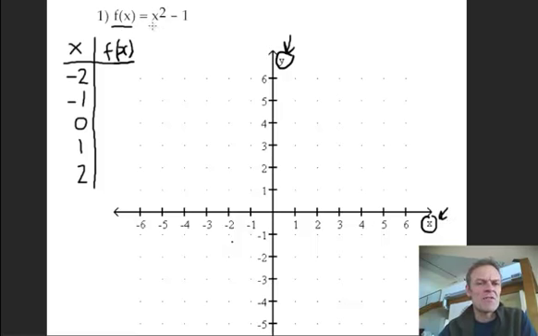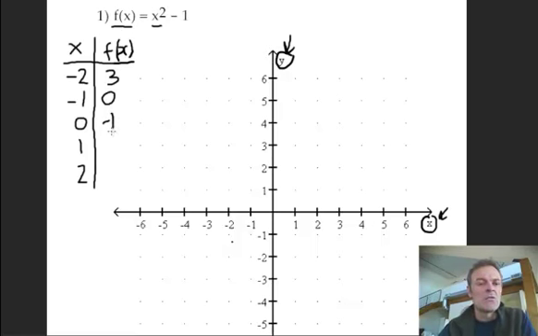Right, when x is negative 2, negative 2 squared is positive 4. Take away 1, you get 3. Alright. How about negative 1? X is negative 1. Negative 1 squared is positive 1. Take away 1, you get 0. How about when x is 0? Well, that's not there, so the answer is just the negative 1. If you remember that from previous sections with linears, that's the y-intercept, when x is 0.